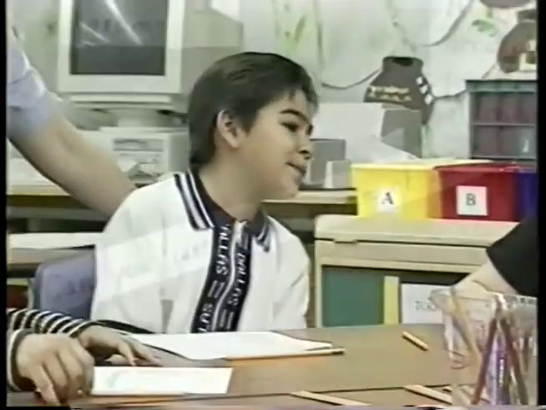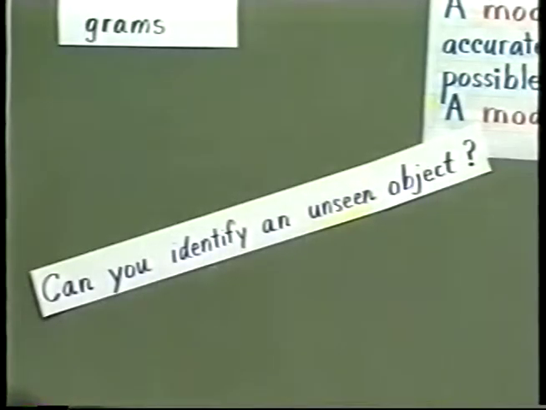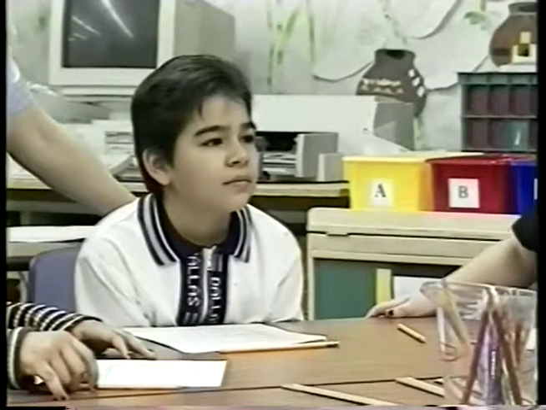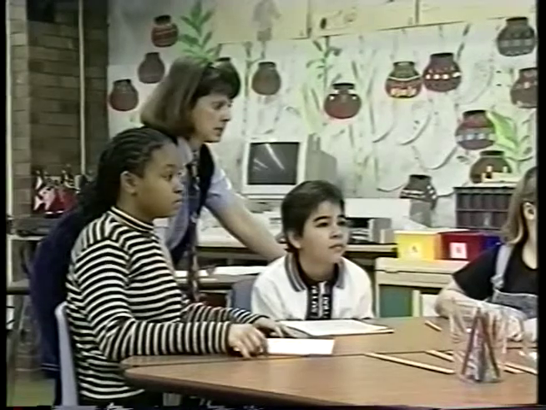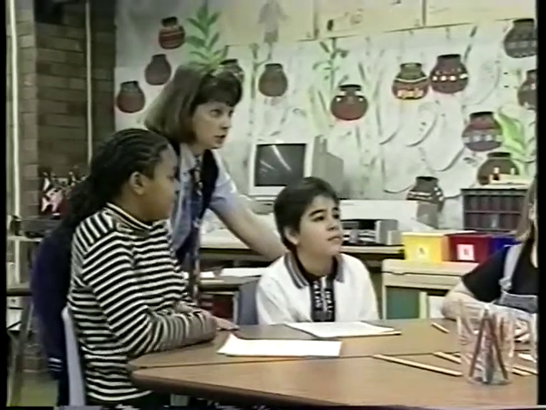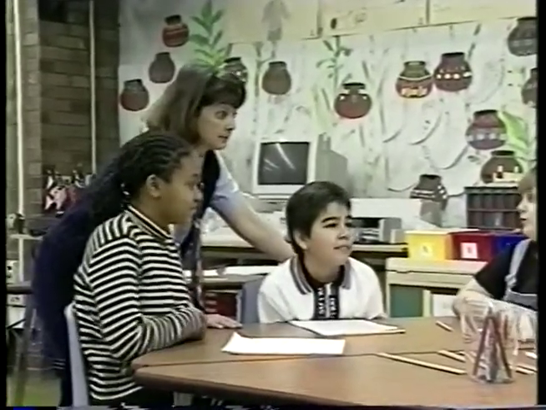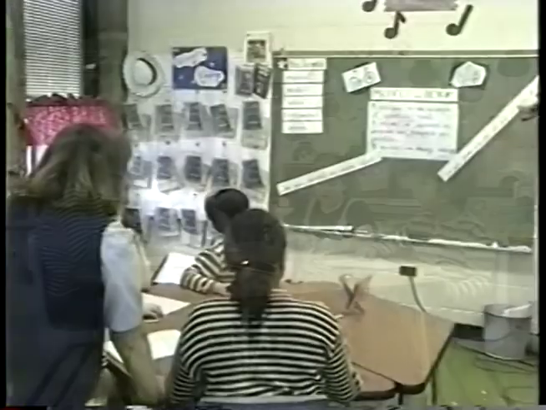Can you draw the model of an unseen object? Can you identify an unseen object? Unseen has yellow underneath it. What does unseen mean? You don't know what it is. Okay, you don't know what it is? You've never seen it before. You've never seen it before? Or you have seen it before, you just don't know because it's wrapped up or something.